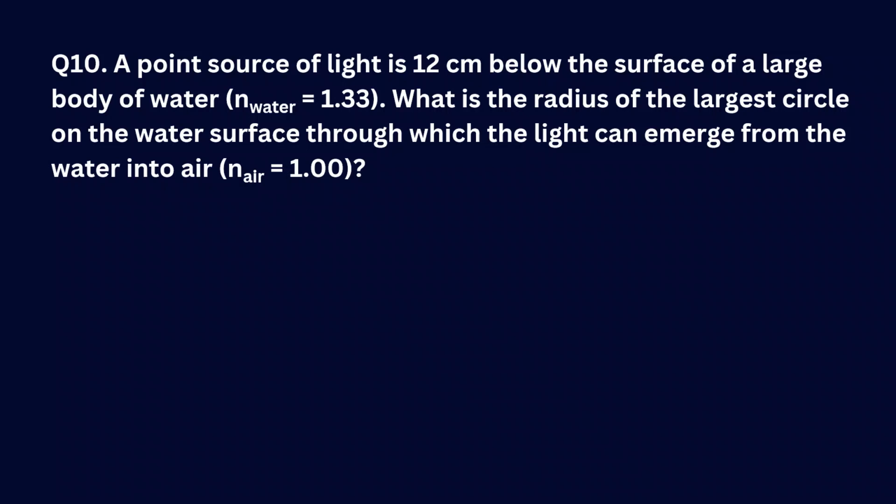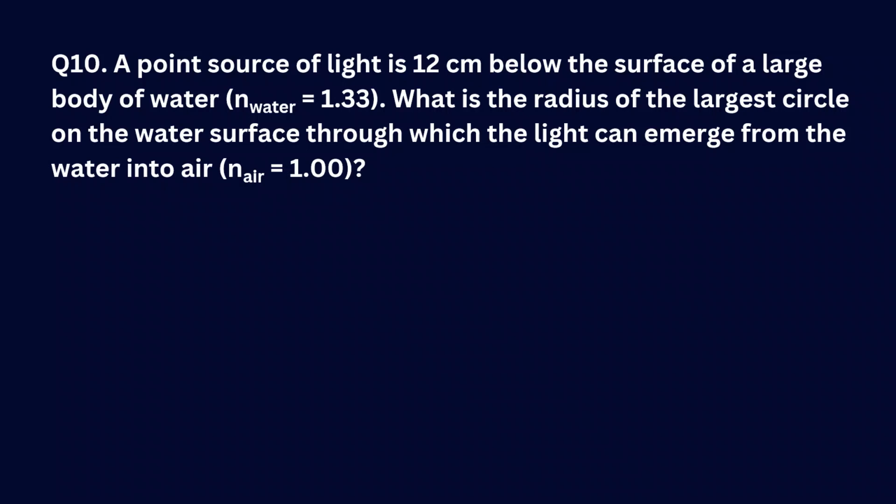Solved. Yes, sir. So how are you solving it? Sir, the first step is to find the critical angle. Okay. Air by water, that is 1 divided by 1.3, is around 0.75. And then find the critical angle.